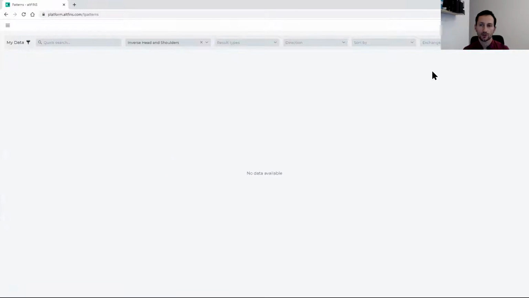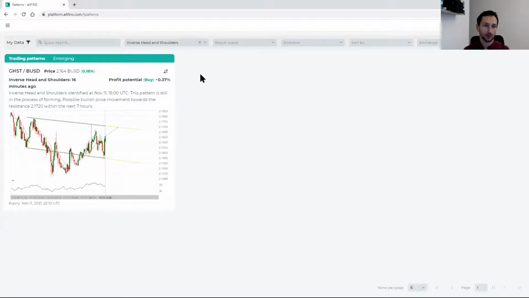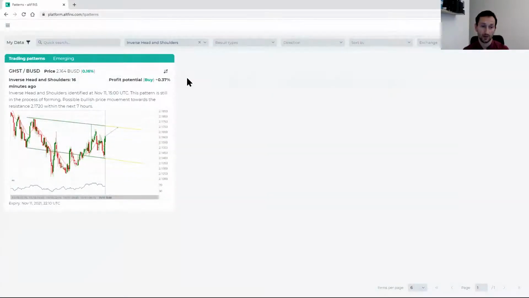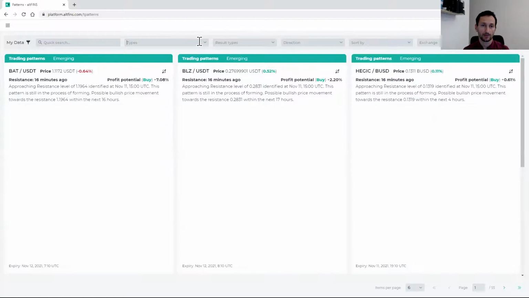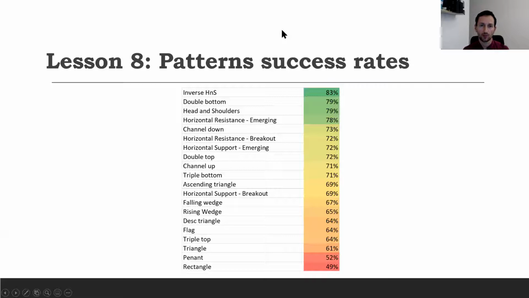Inverse head and shoulders, nothing on a daily time interval, 4 hour, 1 hour, one on the 15-minute interval. Okay, here we go. So there is one here, and that's an inverse head and shoulders pattern that you could trade, and it's an emerging one. It's not a breakout yet, and the profit potential is very small right now, so it's probably not something we would trade at this point. So it is a rare pattern, but it's certainly worthwhile when it does occur.